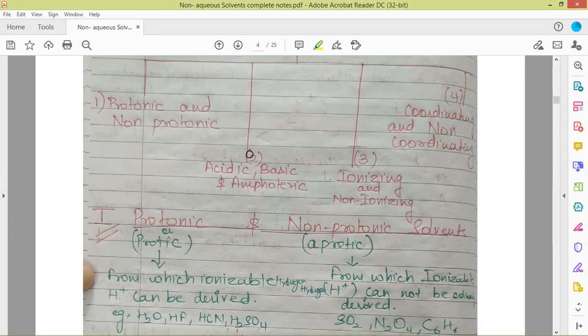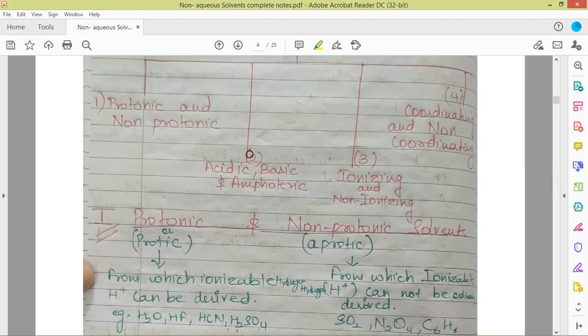Any one solvent, say we have ammonia, it can fall into three categories also. Say it is a protonic solvent, and it comes under the acid-base category also. It can also come under ionizing and non-ionizing also. So it is not the case that if one solvent belongs to one of the categories, it cannot belong to other categories, because one solvent can be protonic, it can be acid-base, it can be ionizing, and it can be coordinating also.